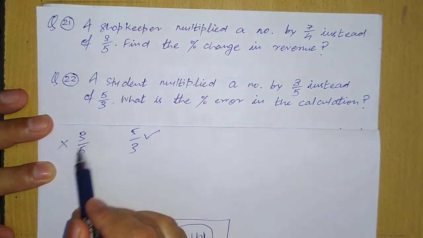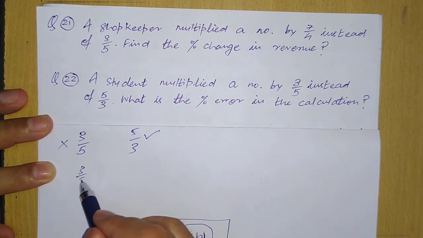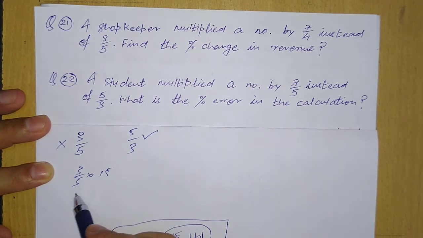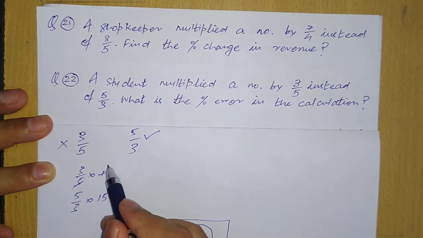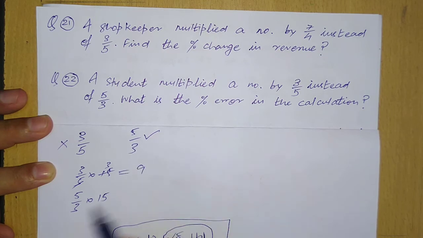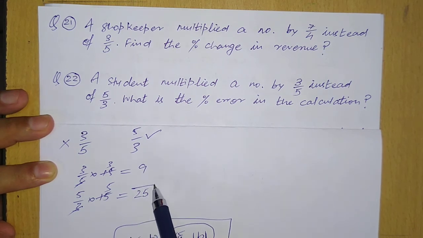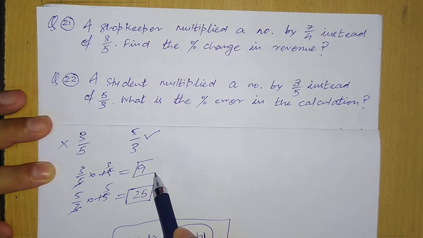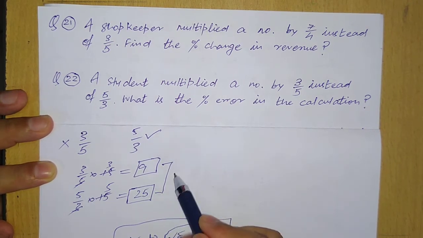We will take the LCM of the denominator, which is 15. So 3 by 5 into 15 and 5 by 3 into 15. 5 3s are 15, 3 3s are 9, 3 5s are 15, 5 5s are 25. So this was the original number, but because of his mistake the new number is 9, and the difference is how much? 16.